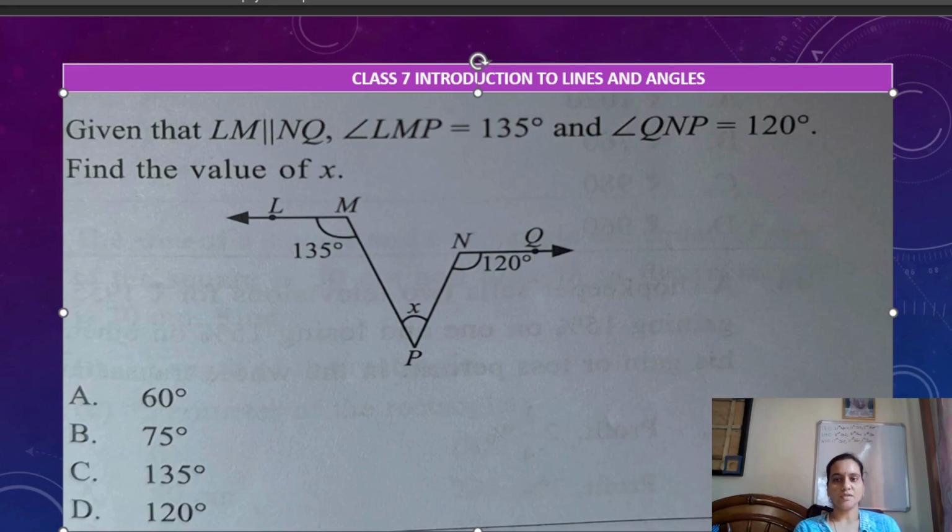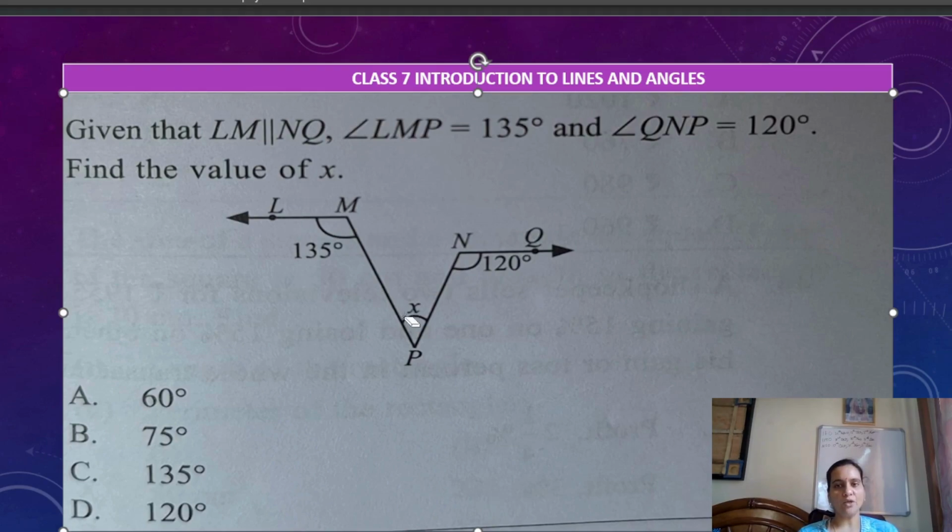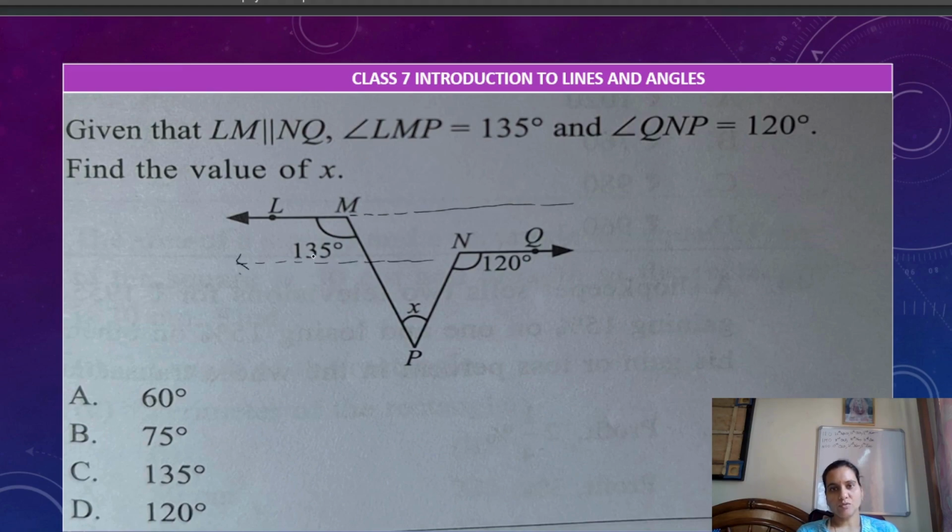Let's do this question here. Given that LM is parallel to NQ, angle LMP is equal to 135 degrees and angle QNP is equal to 120 degrees, find the value of X. So I will just extend this line LM and also this line NQ towards the left-hand side. These two are a pair of parallel lines, so I will also make an arrow here to mark them as parallel. And then we can see a transversal here.